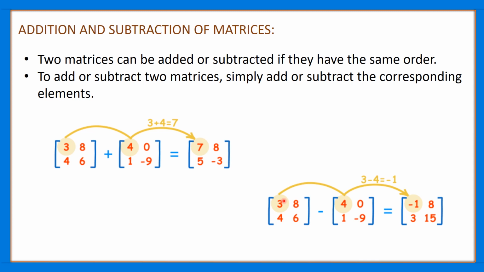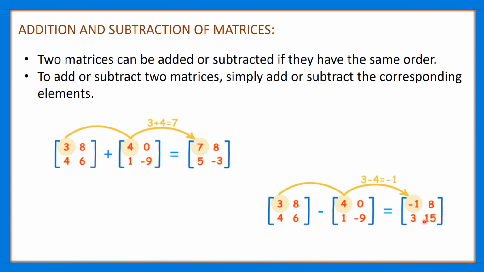So when we do so, what we get is 3 minus 4 will give us minus 1, which is the element in the resultant matrix in the first row and the first column. Similarly, 8 minus 0 is 8, 4 minus 1 is 3, 6 minus of minus 9, which is nothing but 6 plus 9, which gives us 15.